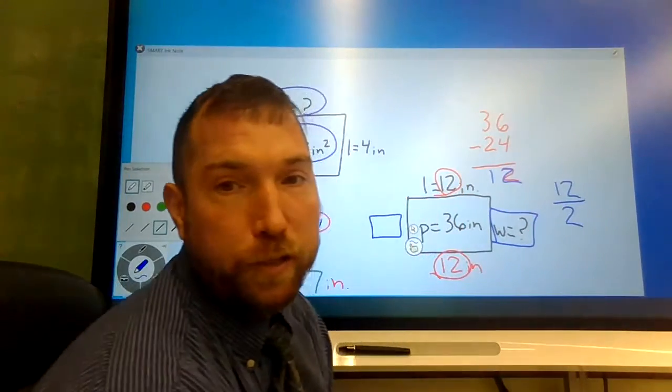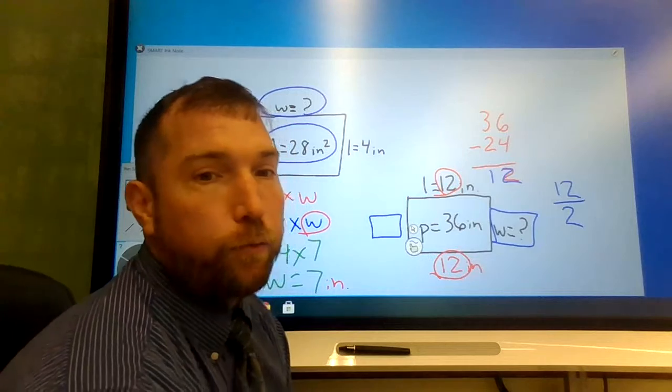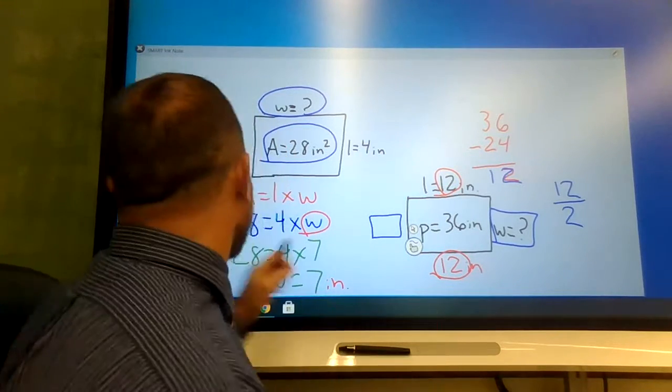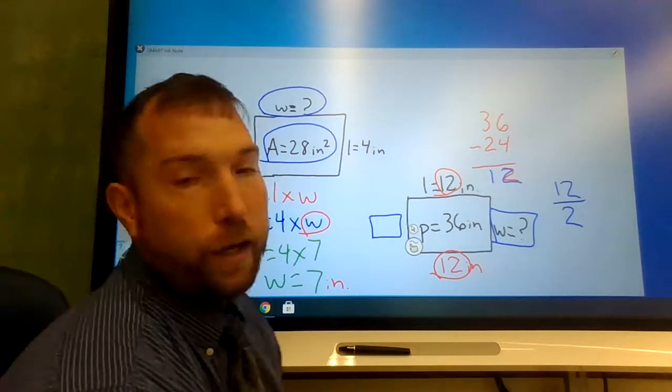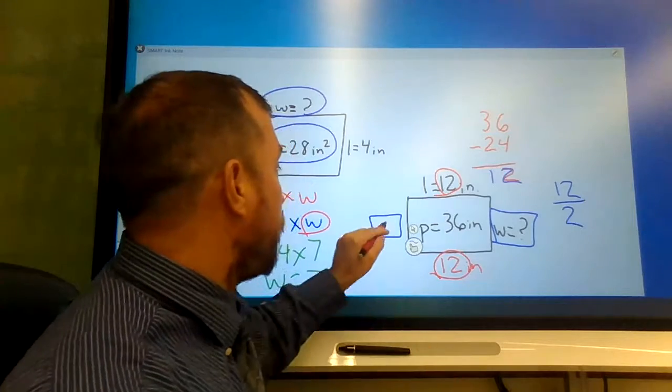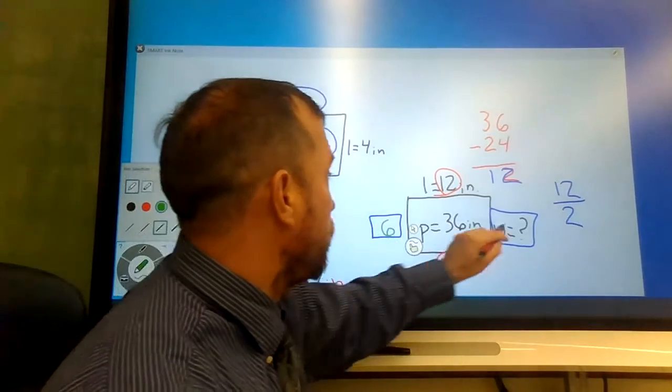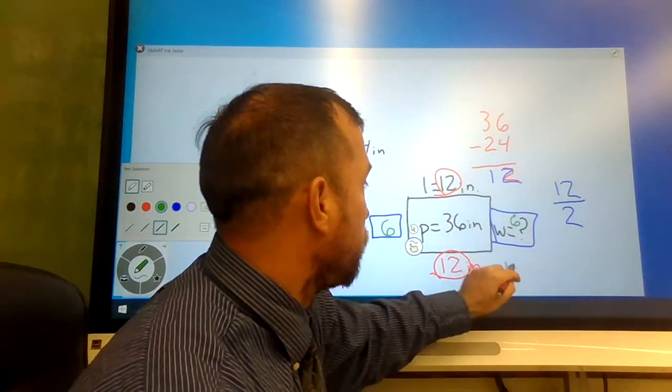That little fraction bar just kind of means divided by. If we were to split 12 evenly, how much would we both get? In this case, it would be 6. And then this would also be 6.